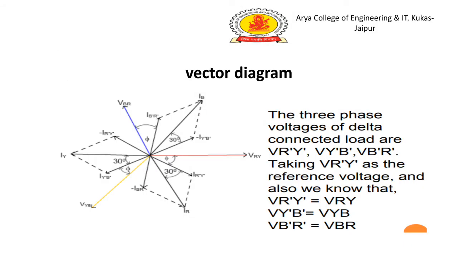Vector diagram means phasor diagram. This is the phasor diagram. A phasor diagram is always drawn between phase quantities, not line quantities.